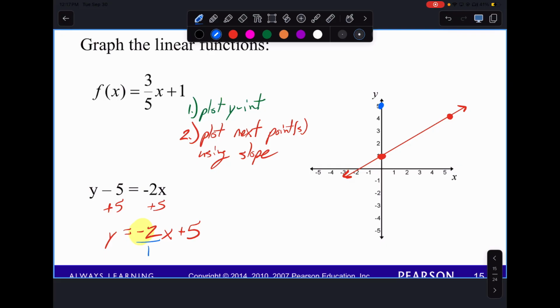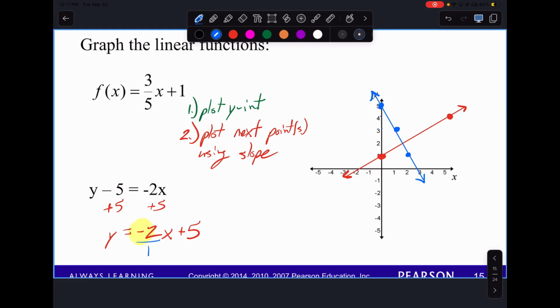Negative 2 over 1. If it's a whole number, it's over 1, right? Negative 2 over 1. So I'm going to go down 2, over 1. Then I go down 2, over 1. Our plane is crashing, right? There we go.